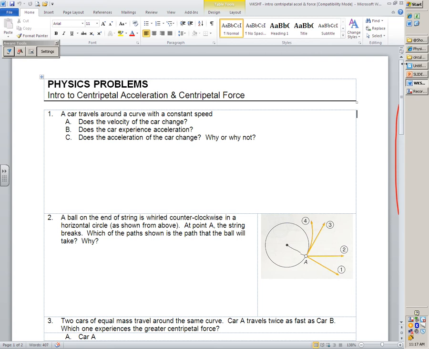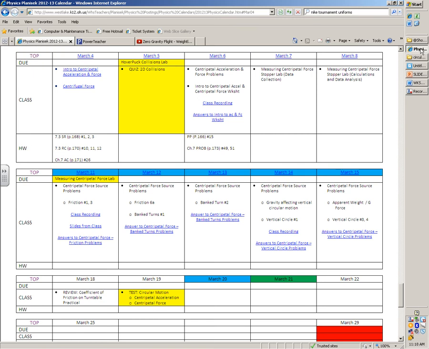The next part, we spent 2 days doing the circular motion stopper lab, where you had to measure some circular motion and calculate some centripetal force, etc. And then last week, we got into the problems dealing with this unit. Those problems looked at the fact that centripetal force has to come from somewhere. Where does it come from? And if we know where it comes from, how much of it do we need?